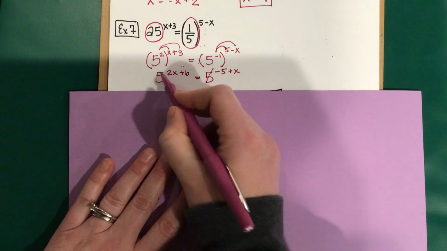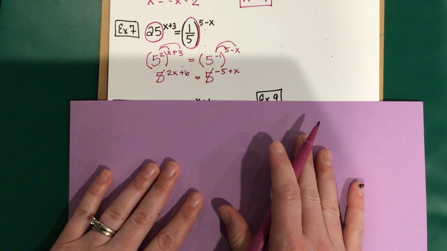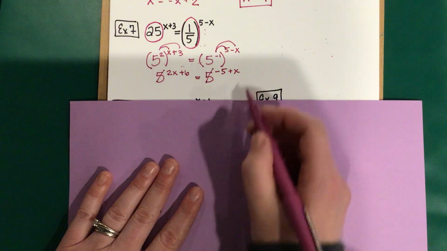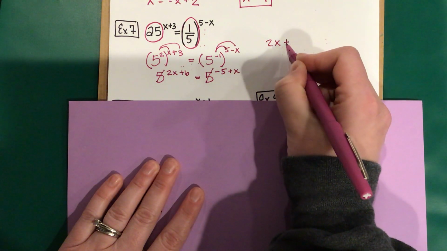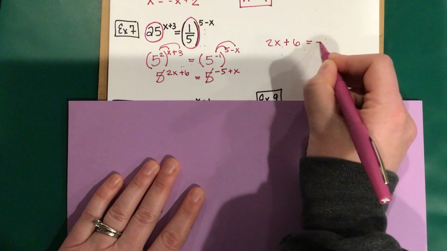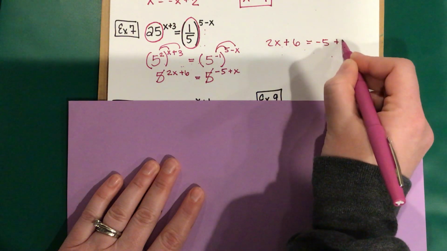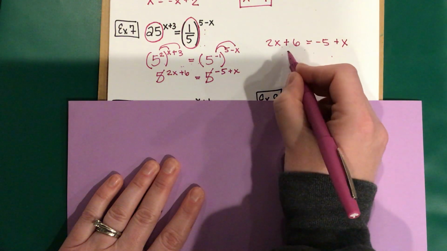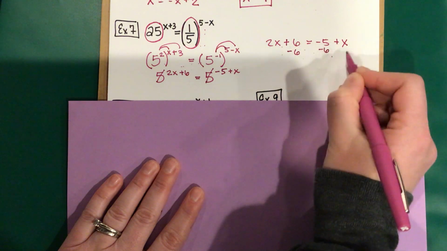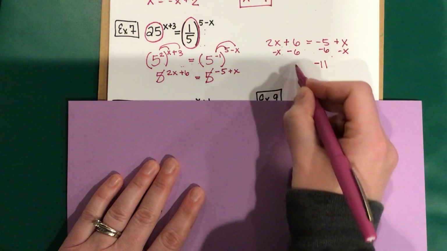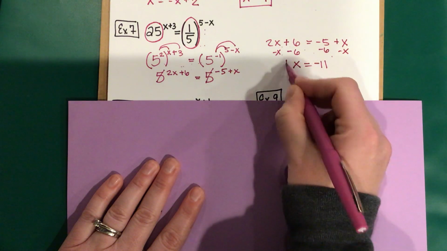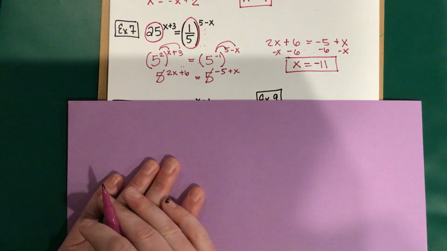So I can drop my bases, and so when I drop my bases, then I'm left with the equation 2x plus 6 equals negative 5 plus x. So I'm left with x equals negative 11.